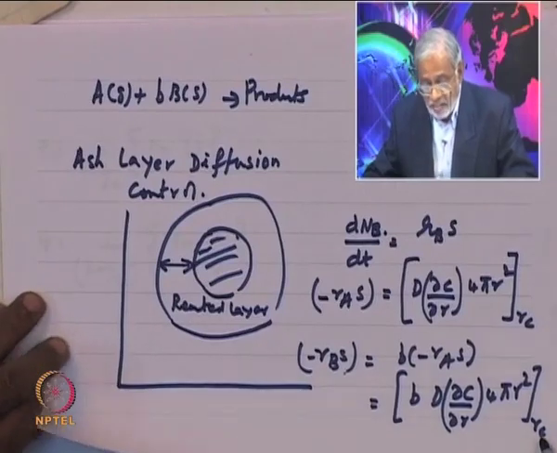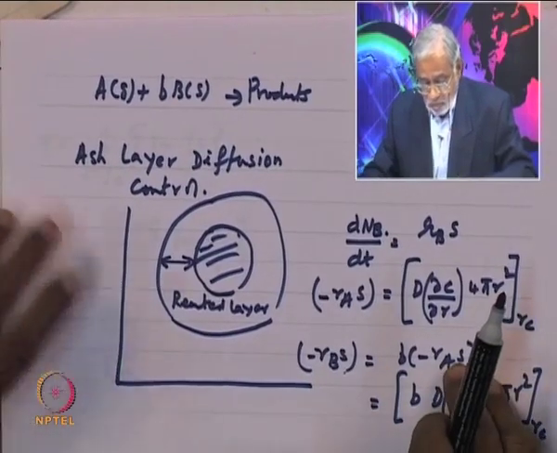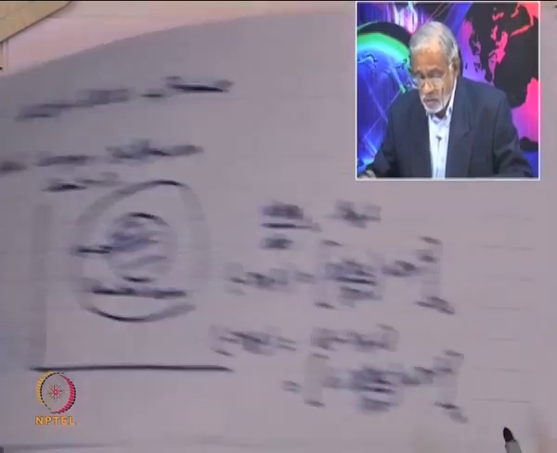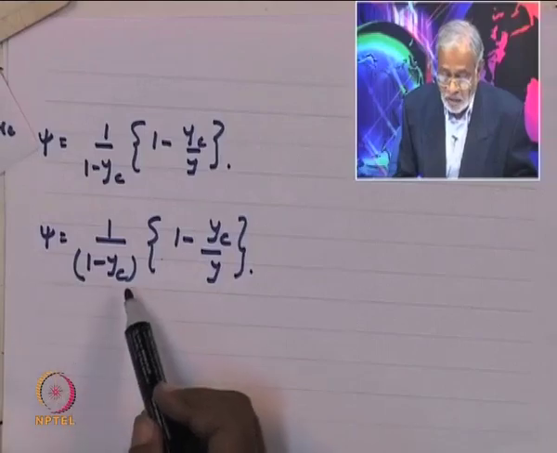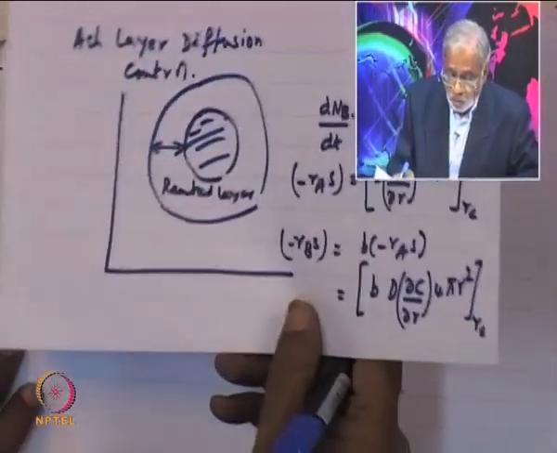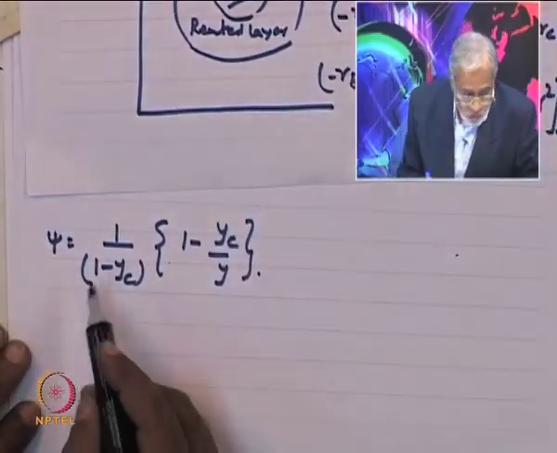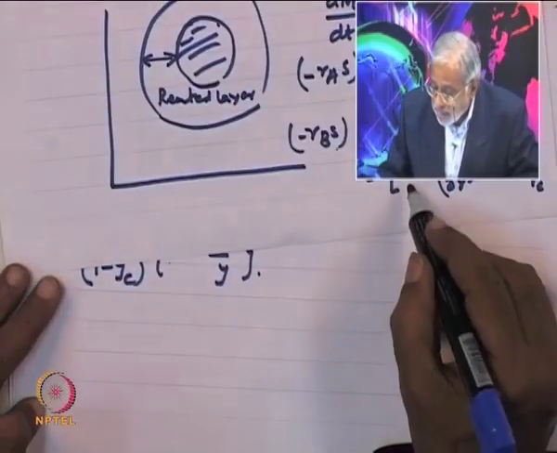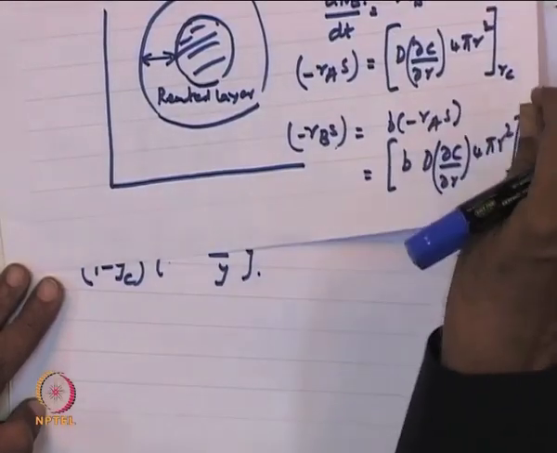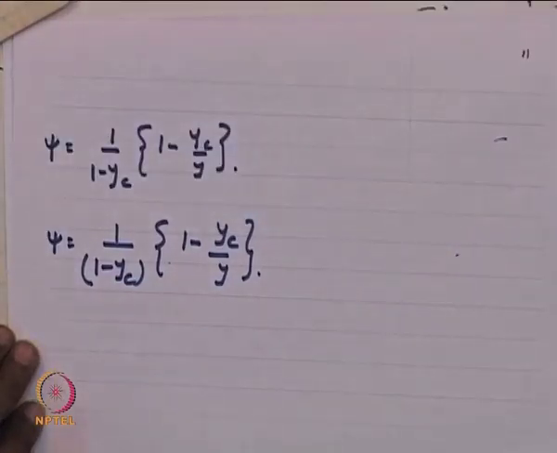What we have done is that by doing a quasi steady state approximation, we found out what psi is in terms of y c. We can put it in terms of r c equal to r and all that. So, let us do that right now. We want to now find out what B times D del C del R 4 pi R is. This is what we are interested in, because that is what tells us the rate of chemical reaction. Let us try to do that now.